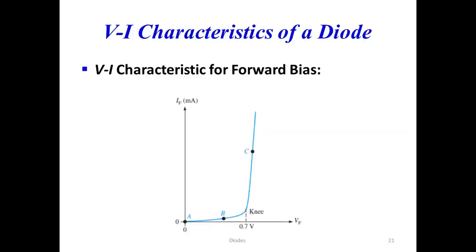Whenever your forward voltage is below this knee point, you will get a very small amount of forward current. But as soon as your forward voltage goes above this point, then suddenly there will be an increase in the forward current.